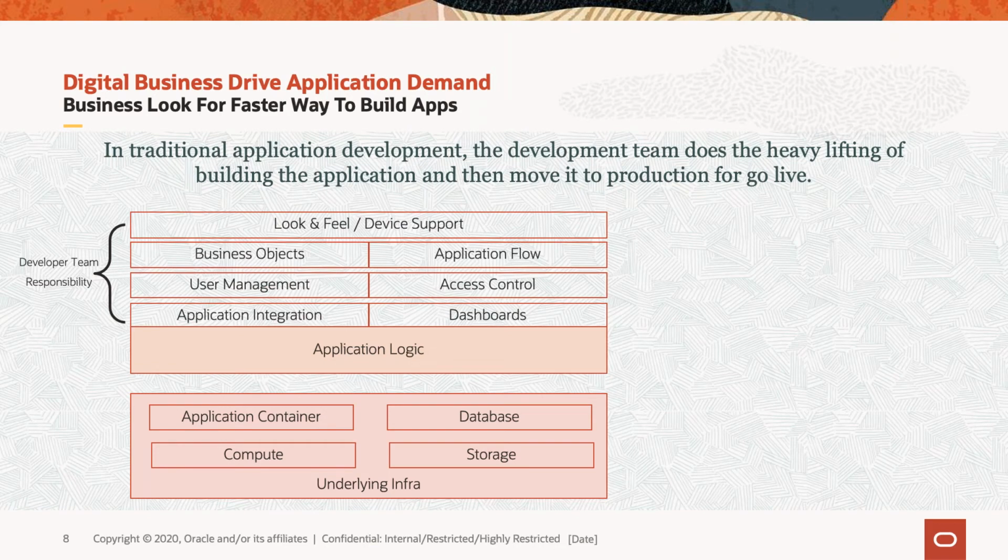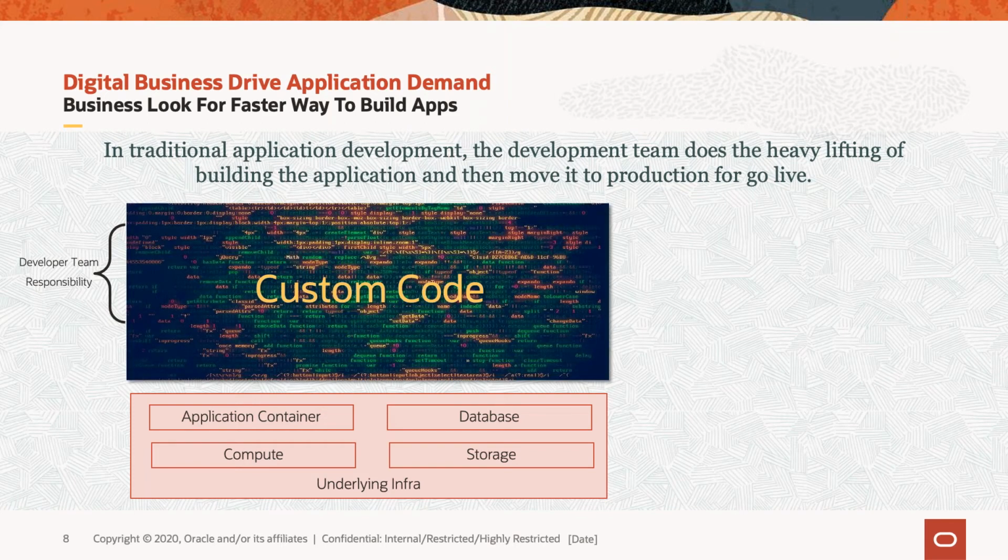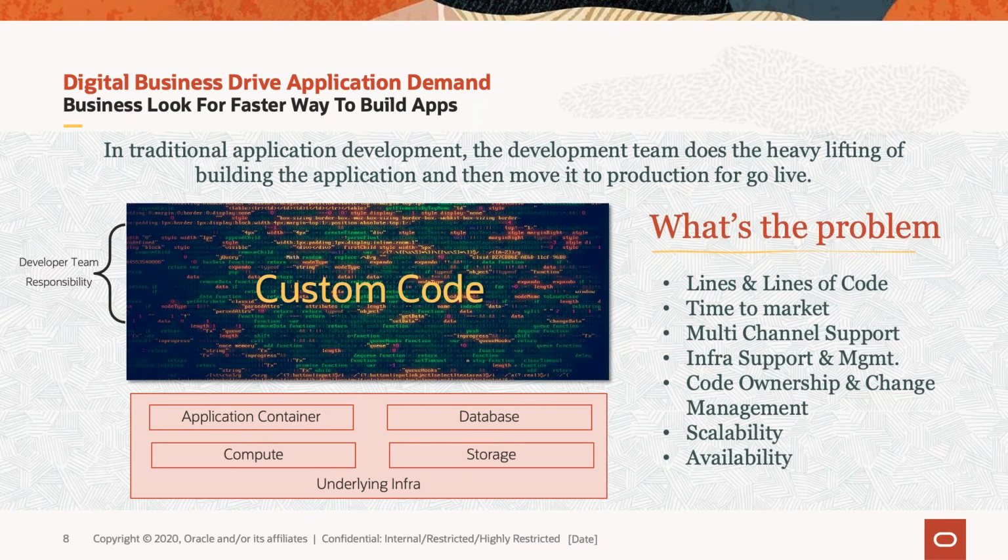Furthermore, once that has been provisioned and made available to us, we're going to start building the application, right? The business objects, the user management, look and feel, etc. All these things are required. Now, in a traditional way, this is a lot of coding that we need to do, right? What are the challenges when we do that coding? There are lines of code that we need to write, and because of that, time to market will probably be longer than we would like.